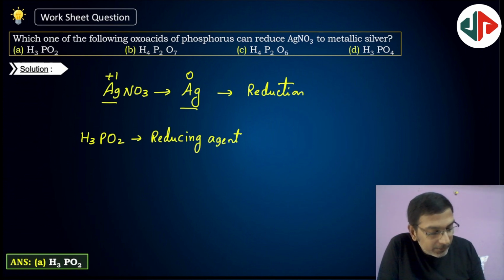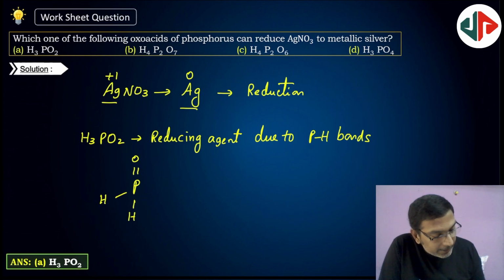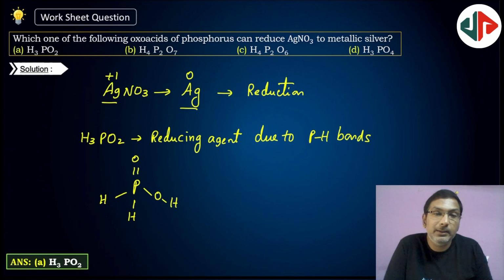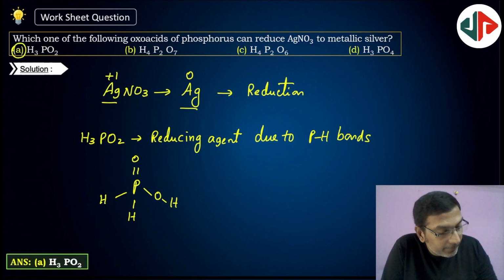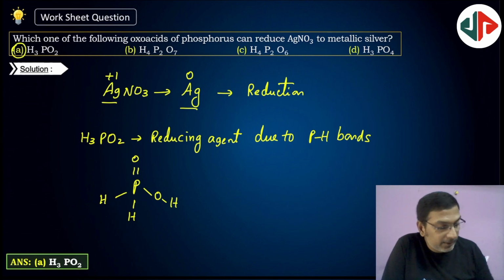Reducing agent due to P-H bonds. P-H bonds are responsible for reducing property. So double bond O, here H, and here H, and here OH. So more number of P-H bonds are present. Therefore, it is a reducing agent. Option A. Next.